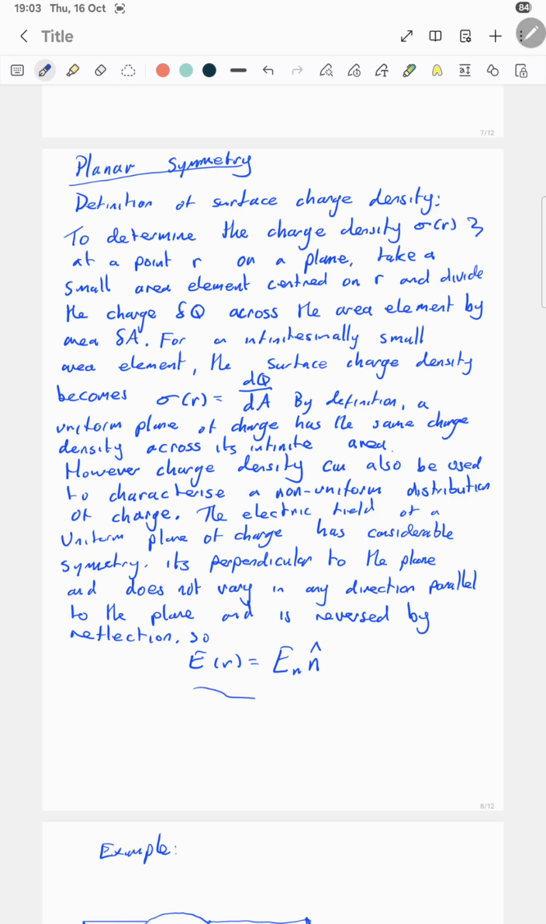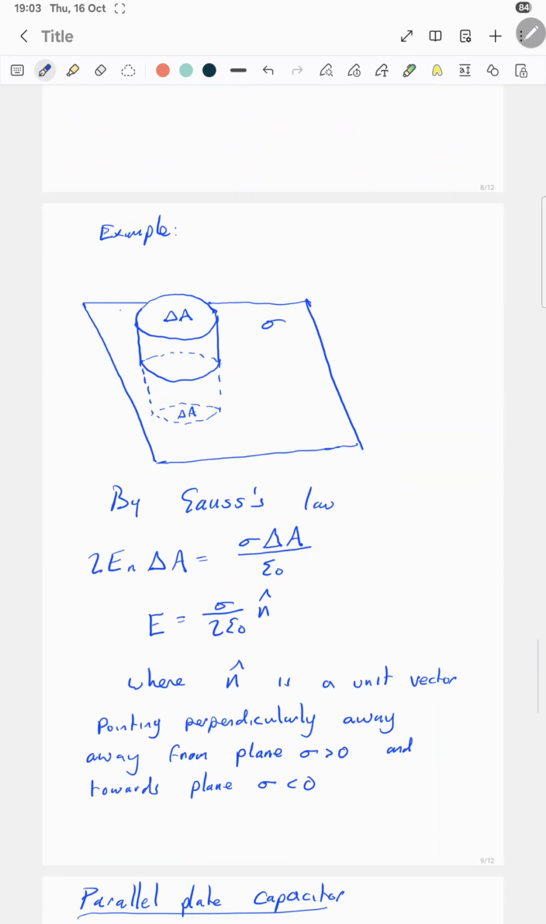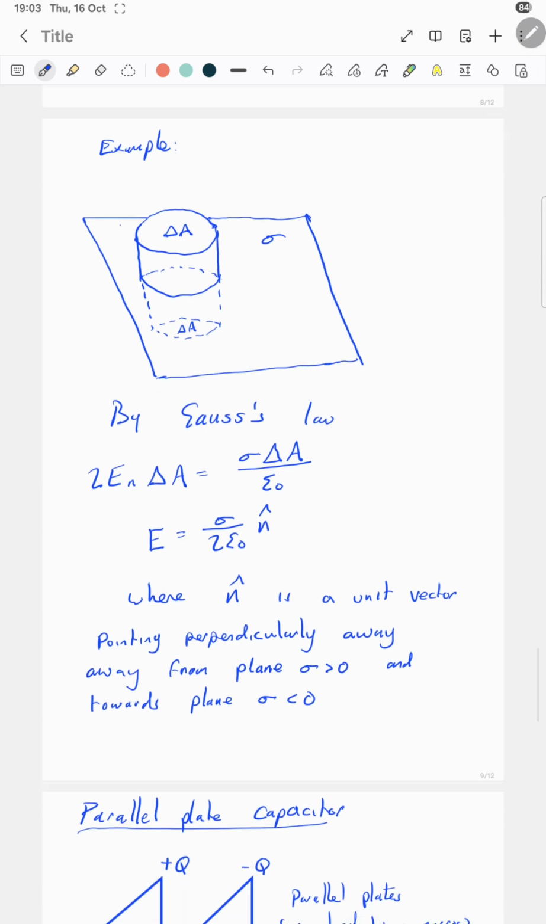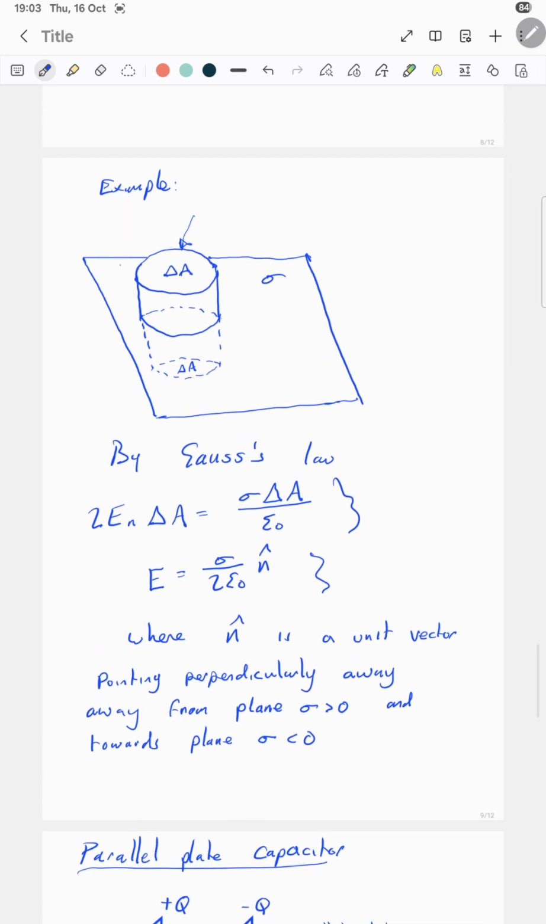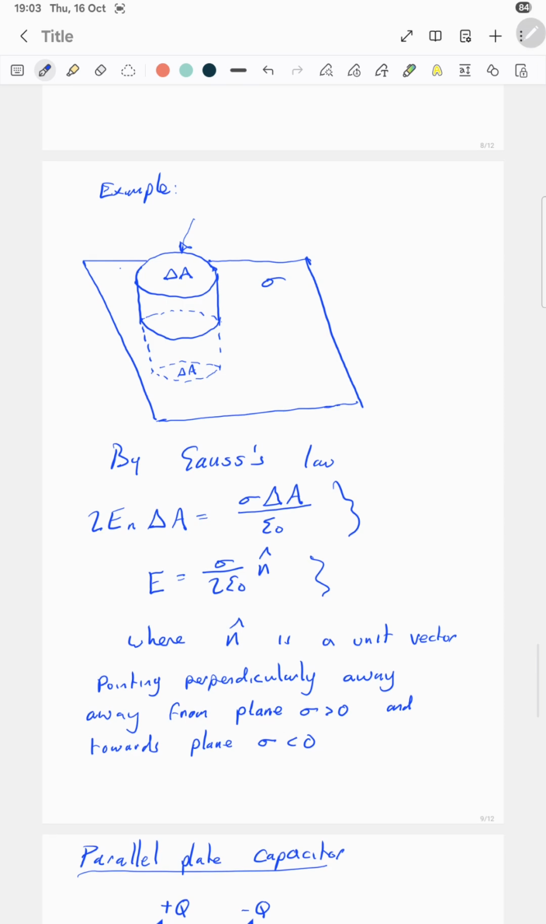and is reversed by reflection. Now, an example. We take a Gaussian surface, which is this cylindrical shape through the plane. Now, by Gauss's law, we have this, which is really straightforward, where n is a unit normal vector pointing perpendicular away from the plane.